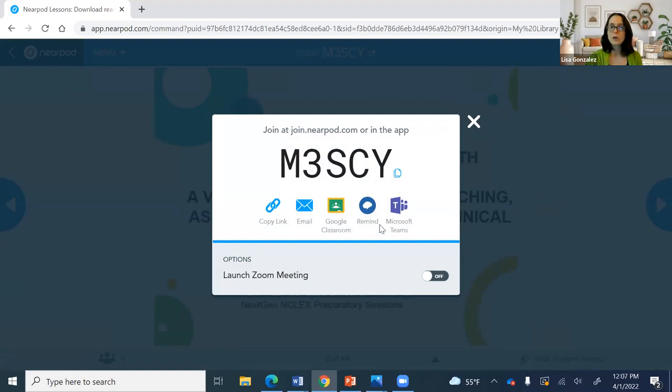So if you guys can go ahead then, those that would like to join via Nearpod, you go to join.nearpod.com. So I'm going to pop this in the chat room. So you go to that website, and then it's going to ask you to join a lesson, and you enter this code right here, the M3SCY code. So you can join Nearpod, and we have a few interactive collaboration boards, and then you'll see the presentation. If you're not in Nearpod, it's fine. You're still going to see the presentation because I'm sharing my screen.